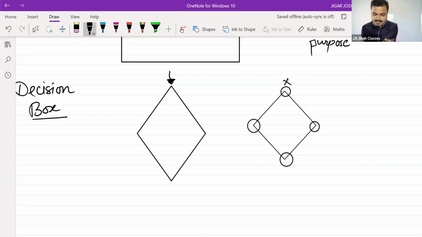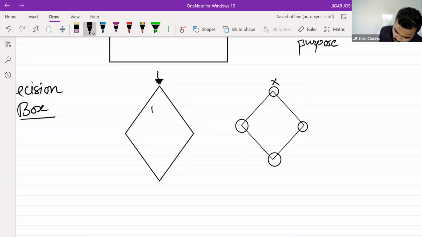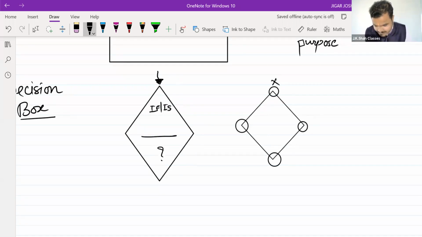Now a decision box, my dear charted, is always written with the word if or is. It will always start with if or is. Then we put the condition, and at the end you must make a question mark. If the question mark is not made, you will be losing half marks. If the question is for 4 marks, you are losing 2 marks for not putting the question mark.